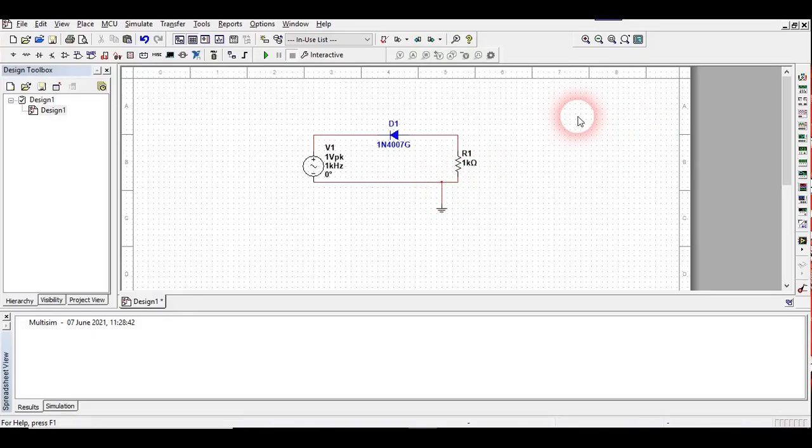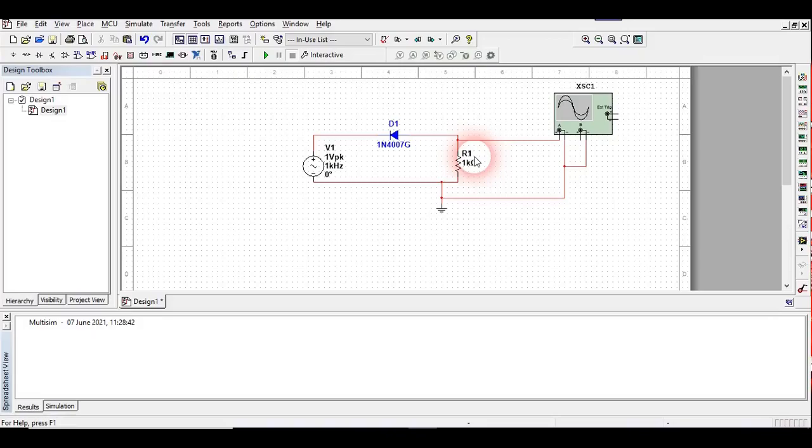Now for checking the output I do need an oscilloscope. Just see here, there is a wattmeter, function generator, oscilloscope. I need a 2-channel oscilloscope because I need to check 2 different outputs. This one is my channel A, this one is my channel B. The negative portion would be connected to the ground. Just look here, I have connected it to the ground, and the positive portion I am going to connect across the resistance R1.